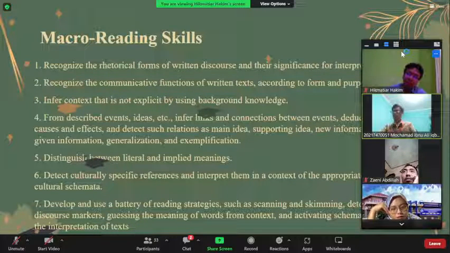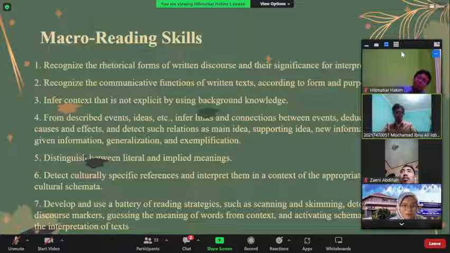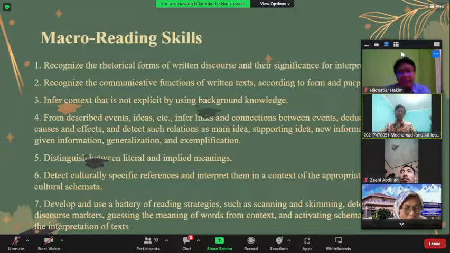And the last, seventh, develop and use a battery of reading strategies such as scanning and skimming, detecting discourse markers, guessing the meaning of words from context, and activating schemata for the interpretation of text. Thank you. That's my explanation.